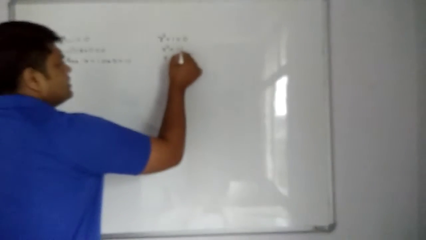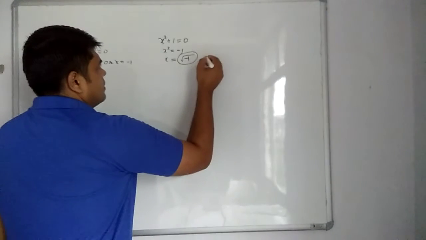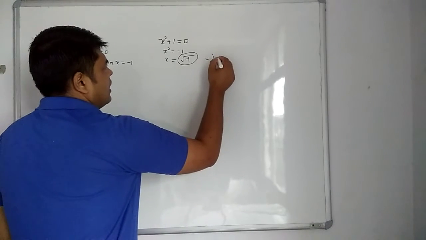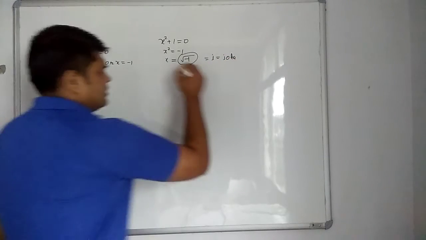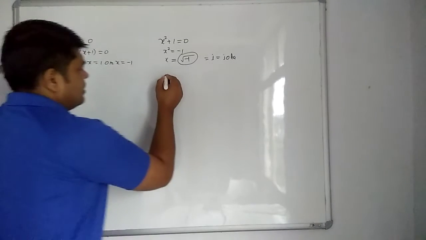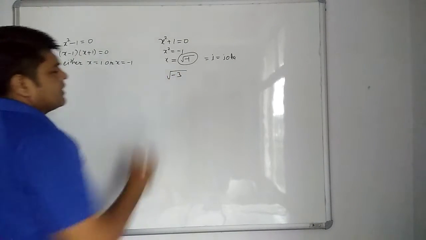So we represent this number as iota. So this is represented by i and called iota. This is called an imaginary number. Now let us take one more thing, like root of minus 3.